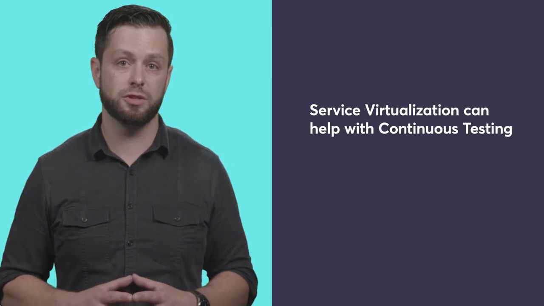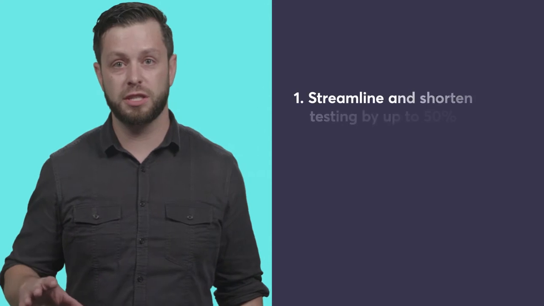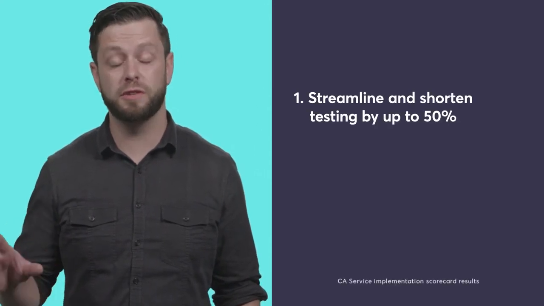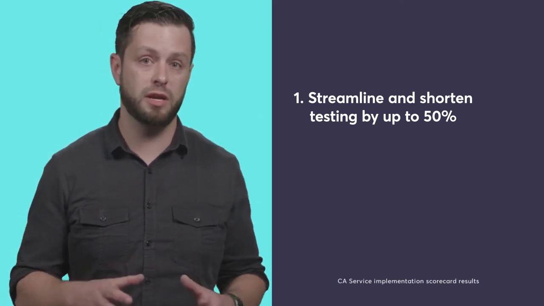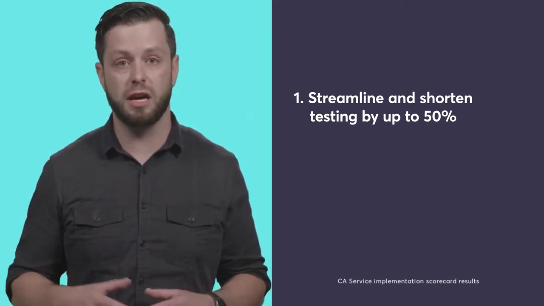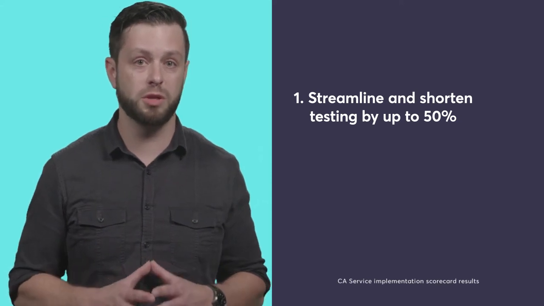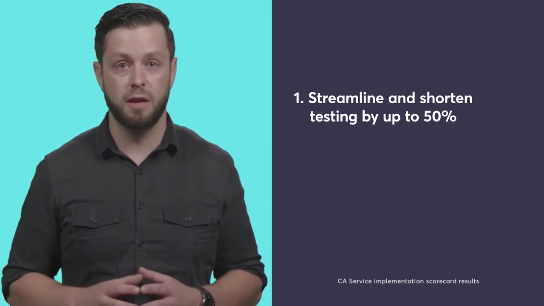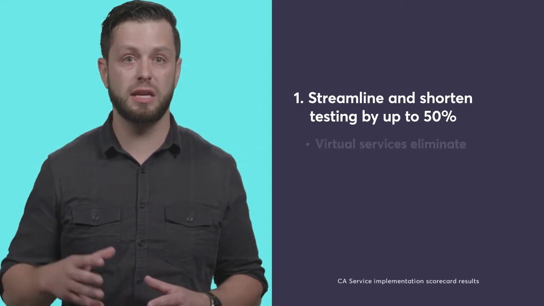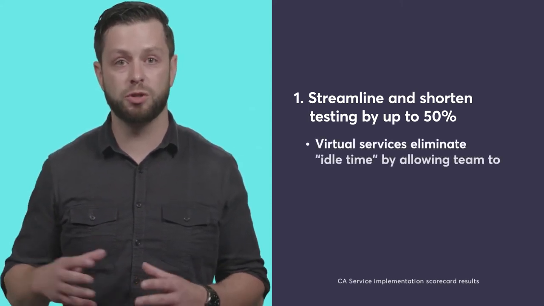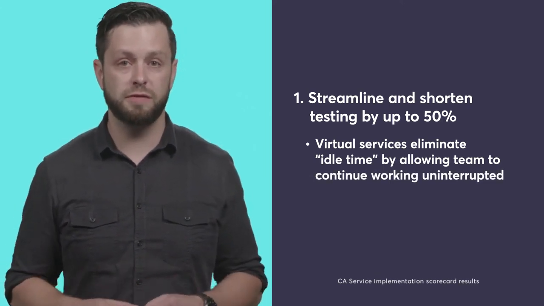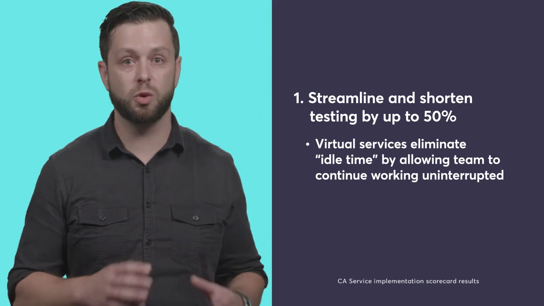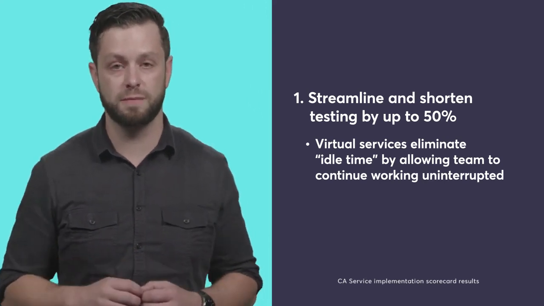Here's how CA Service Virtualization can help you get on the path to continuous testing. First, Service Virtualization can streamline and shorten testing by up to 50%. By splitting development and testing into smaller teams, code is written and tested faster, but often there's still idle time as teams wait around for other teams to complete their work before they can proceed. But with CA Service Virtualization, this delay is nearly eliminated by providing virtual services that allow the teams to continue working uninterrupted, shifting left in the software development lifecycle and shortening the time to market of innovations.